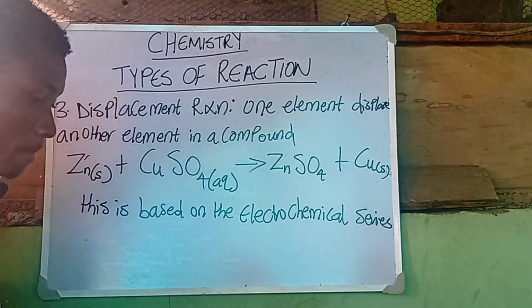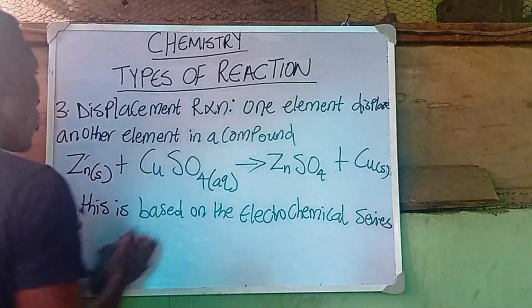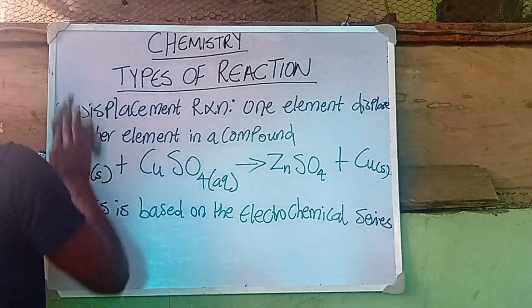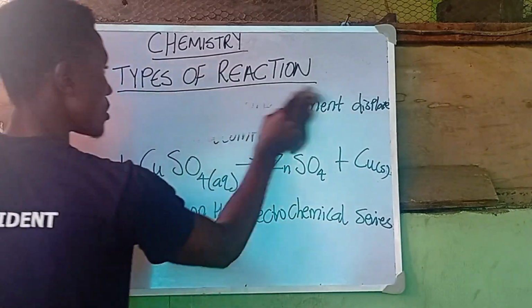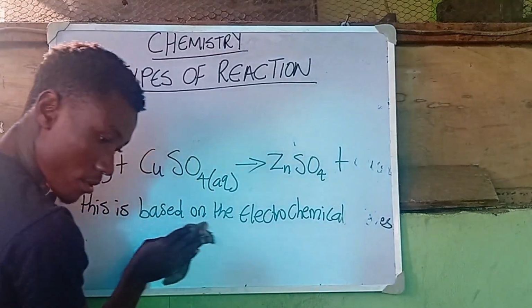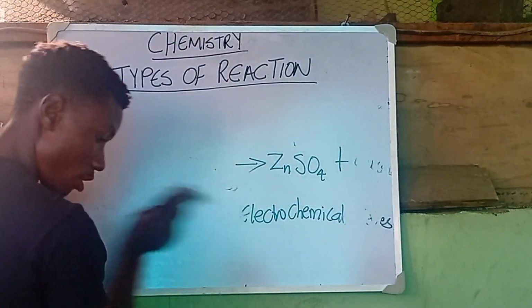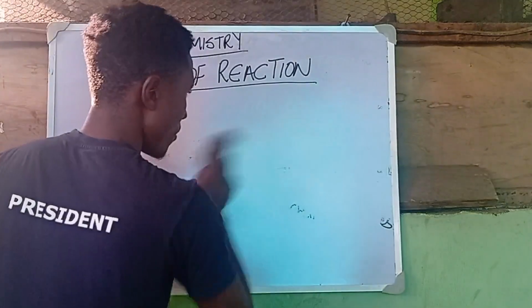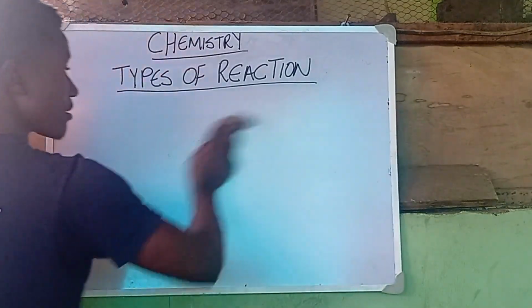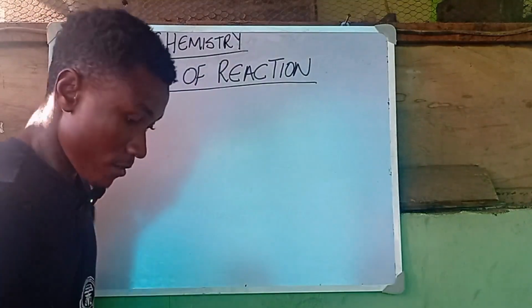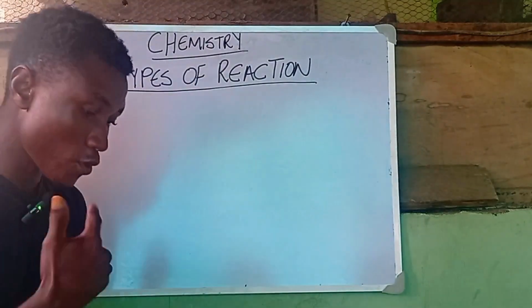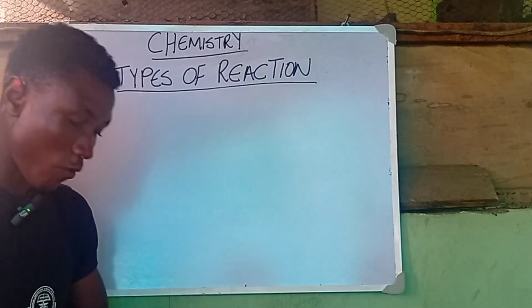We have the next type of reaction, which is known as the double decomposition. That is our number 4. From the name double, you are going to find out that in double decomposition, the reactants decompose to form new substances by an exchange of radicals.